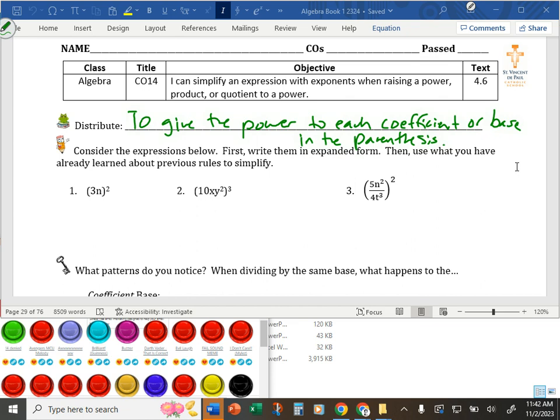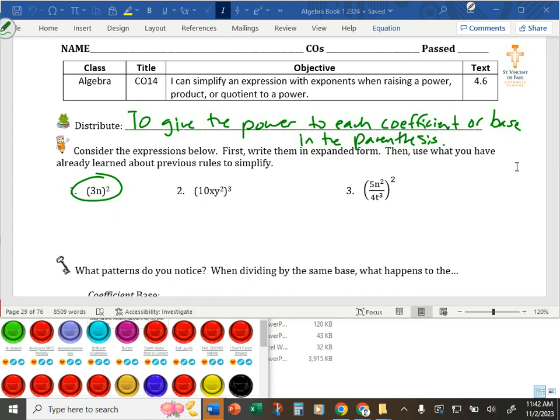Okay? So, for example, this first one, we look at what's inside of our parentheses. 3 is a coefficient, n is a base. We distribute this power to each of them. Oh, no, we're not doing this yet. That's the rule. We're doing this in expanded form. Sorry. In expanded form, what is 3n squared with the parentheses there? 3 times n? That's what's inside the parentheses. In expanded form, what is this expression? What's being squared and what does it look like?